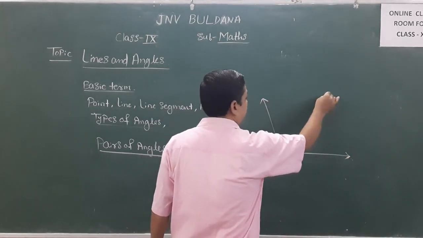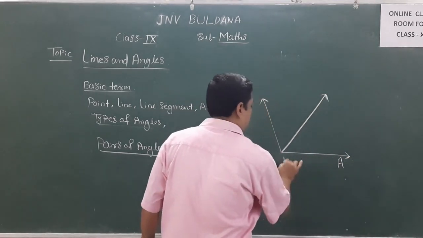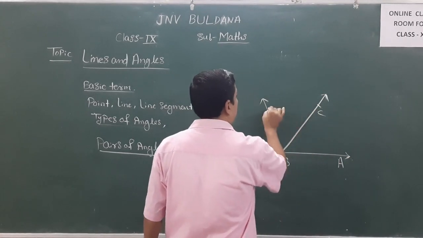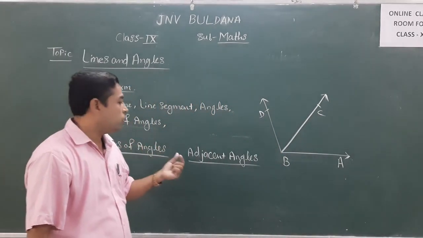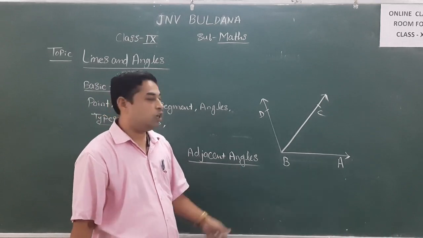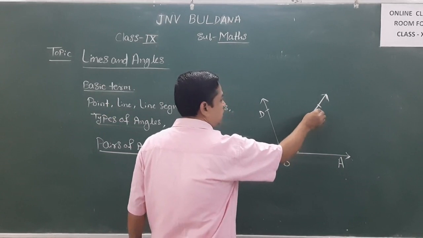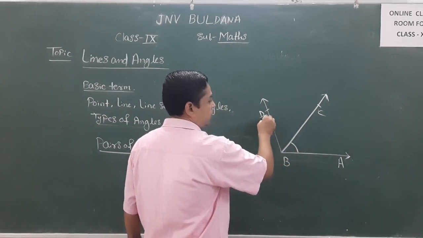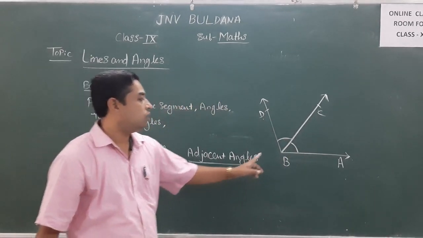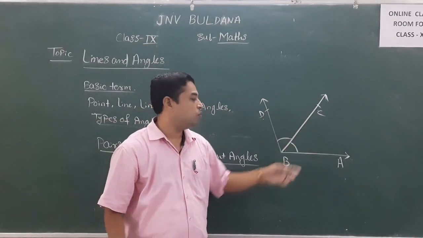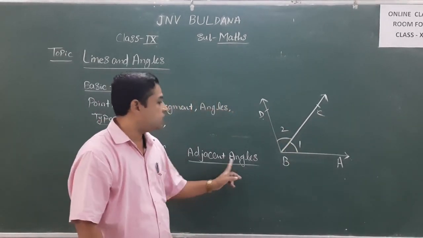Here we have two angles. Give the names A, B, C and D. So try to recall what an adjacent angle is. Adjacent angles means two angles. The first angle is ABC and the second angle is CBD. If two angles have a common arm, BC is the common arm of angle 1 and angle 2. So what is the adjacent angle?